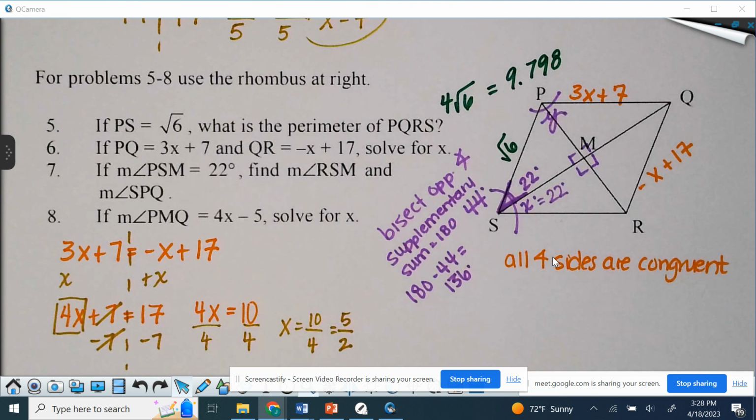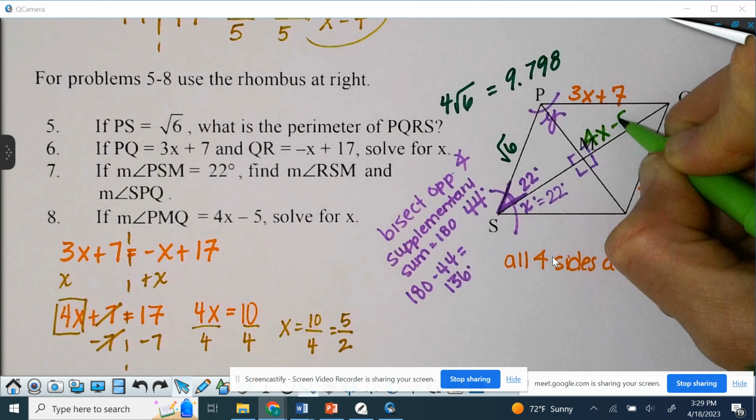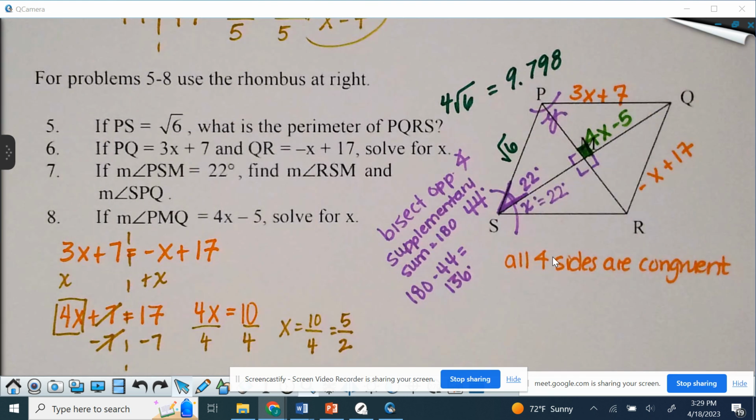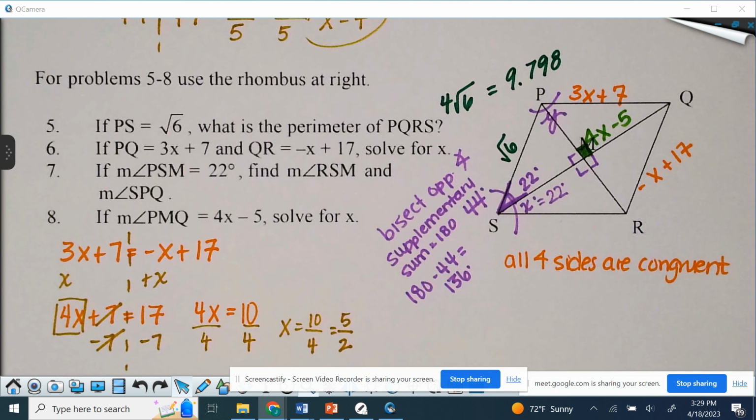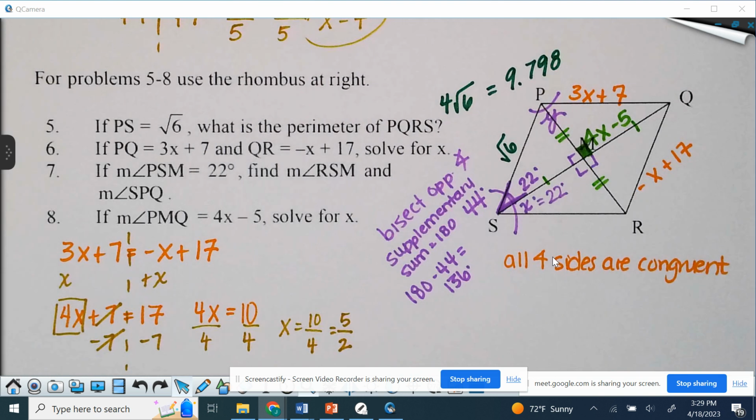Now, number 8, PMQ is 4x minus 5, and that's this guy right here. Solve for x. This is where you would have to remember that the diagonals of a rhombus bisect each other at 90 degrees. They do bisect, because this guy will always be congruent to this guy, and this guy will be congruent to this guy. But the actual full diagonals are not congruent. If you think about it visually, when it got kicked over, it would take longer to walk from S to Q than P to R, because they are closer together in distance, even visually.